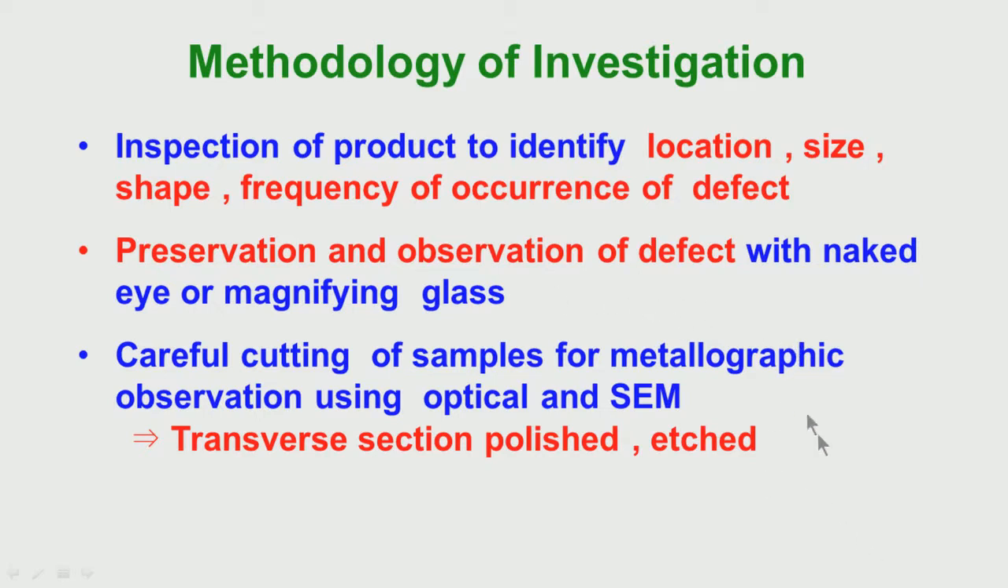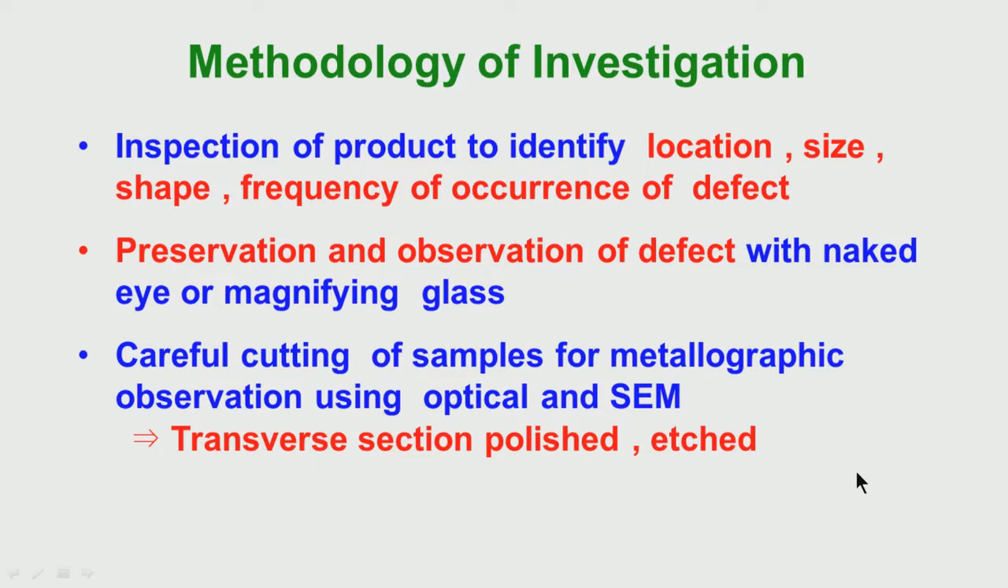Now, suppose we have identified, yes, there is a defect. We are also preserving the defect, we are not allowing the defect to simply go to waste. Then what we do is cut samples from a small portion of the defect. So, careful cutting of samples without destroying the defect at large, maybe only one portion of it we are cutting. And then we prepare metallographic samples for optical or maybe scanning electron microscope, I will come to it later on. So what do we do? We make a transverse section.